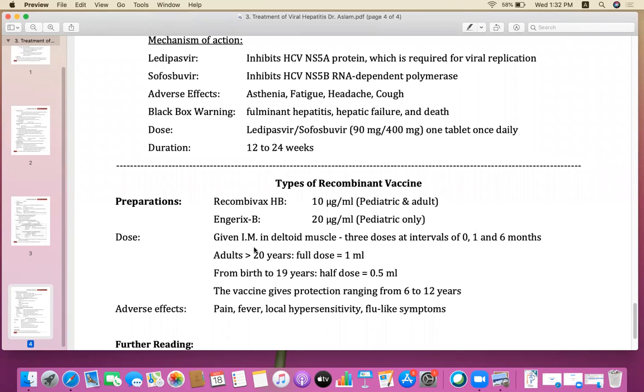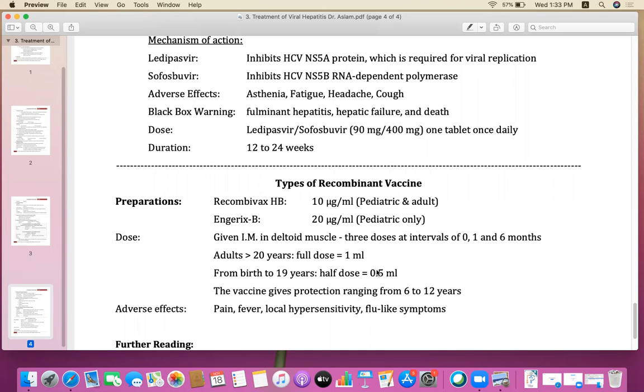It is given intramuscularly in the deltoid muscle, three doses at intervals of 0, after 1 month, and 6 months. If the patient is an adult more than 20 years, the full dose is required. About 20 years of age, a 1 ml dose is required. And if the patient is from birth to 19 years old, only give half of the dose, 0.5 ml. The vaccine gives protection ranging from 6 to 12 years, and there are some adverse effects like pain, fever, local hypersensitivity, and flu-like symptoms.